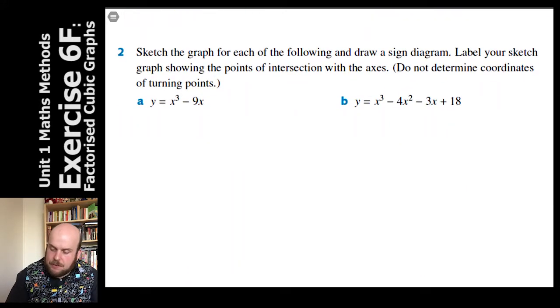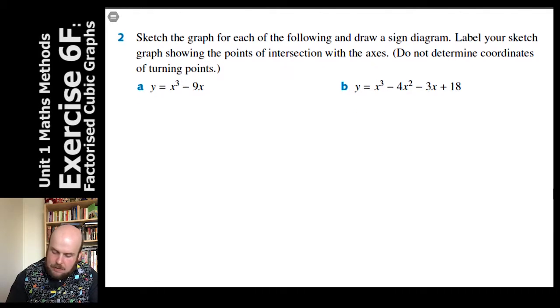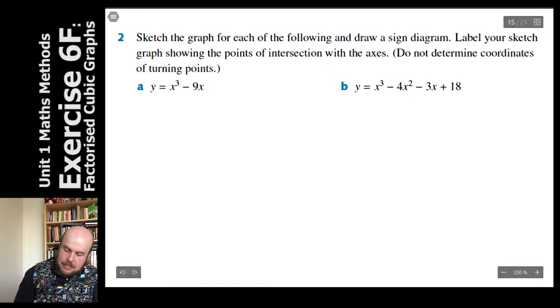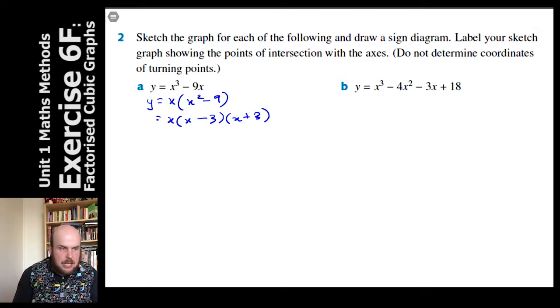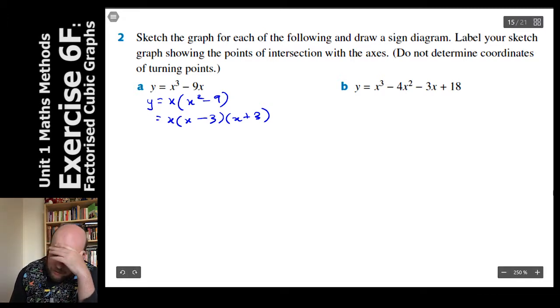Sketch the graph for each of the following and draw a sign diagram. Label your sketch graph showing the points of intersection with the axes. Well, this one on the left, we can factorize, which of course we can do using the difference of perfect squares. And then we'll draw a sign diagram.